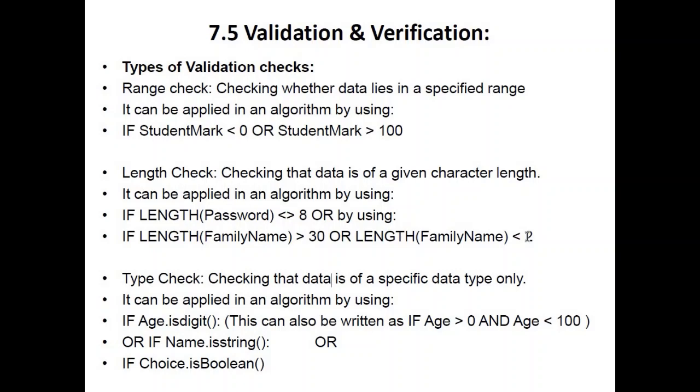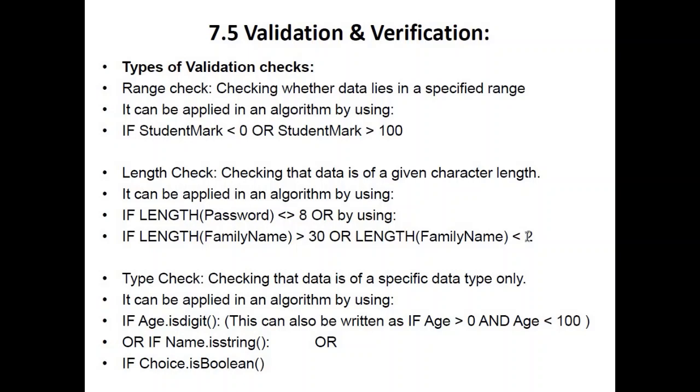The third type of validation check is the type check, which checks that the data entered is of a specific data type only. Like in a name, when you are writing your name, you cannot use numbers. When you are writing your age, for example, you cannot use letters. Or when you are writing your cell phone number, you cannot use letters, etc. It can be applied in an algorithm by using the isDigit function, or isString function, or isBoolean function. Else you can also write it as a range check.